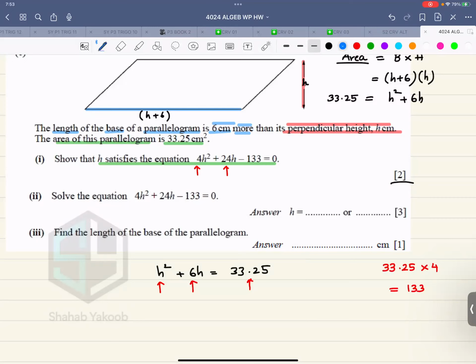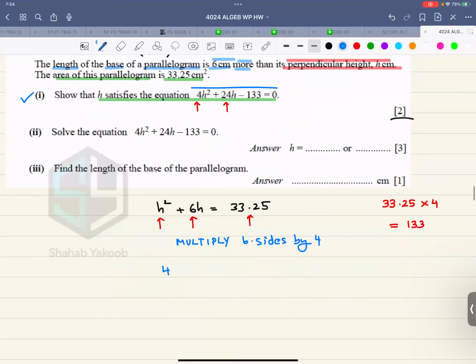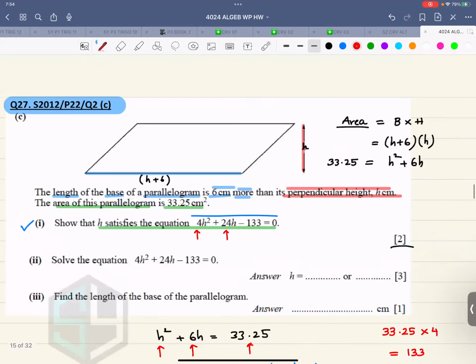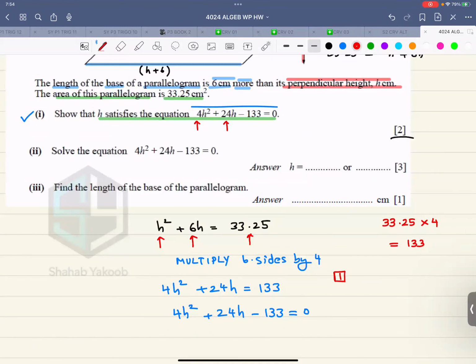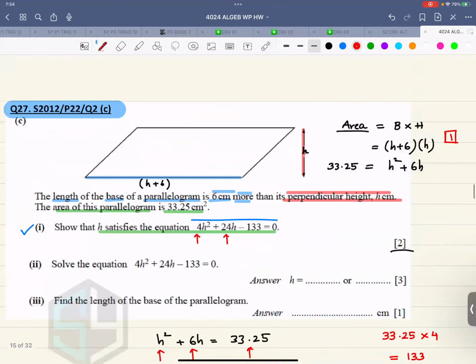So all we have to do is multiply both sides by 4. We just want to get rid of the decimals. Also we are doing this because this is what the examiner has asked for. So this is 4h square plus 24h is equals to 133. 4h square plus 24h minus 133 equals to 0. Now it says solve this equation. So the first part is done. This is 1 mark for this one and 1 mark for the simplification.